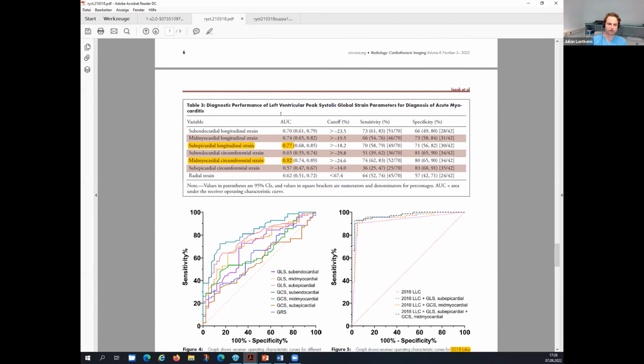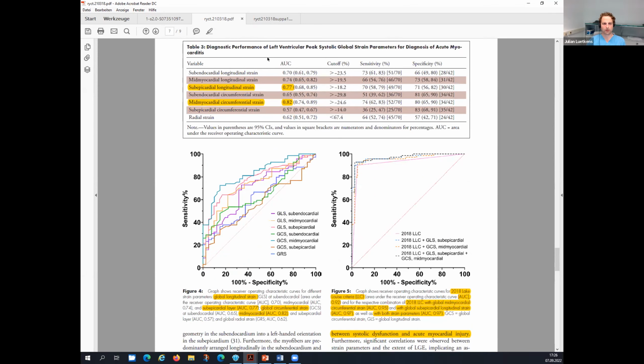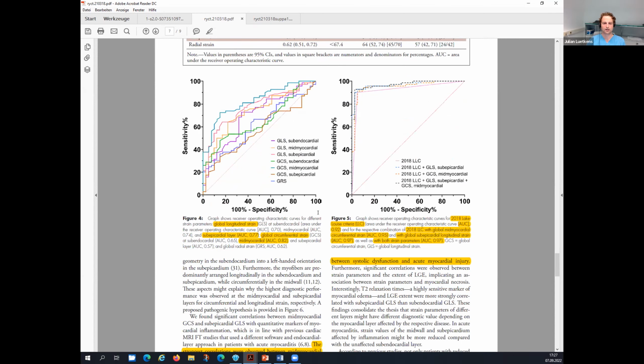Now have a look at the diagnostic performance of the 7 evaluated global strain parameters. We can see that the subepicardial longitudinal strain had the second highest area under the curve with 0.77, and the highest area under the curve had the mid-myocardial circumferential strain with an AUC of 0.882. These were the 2 best performing myocardial strain parameters in our data set. We also calculated the area under the curve for the classic Lake Louise criteria, and there we had an area under the curve of 0.92.